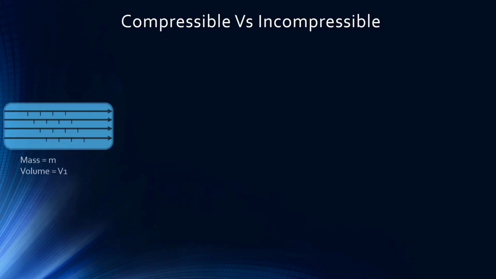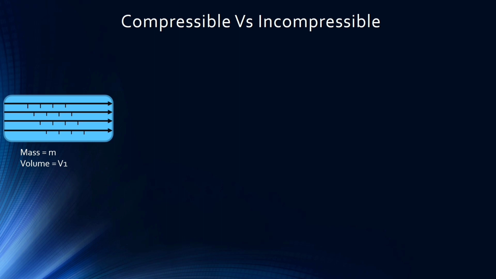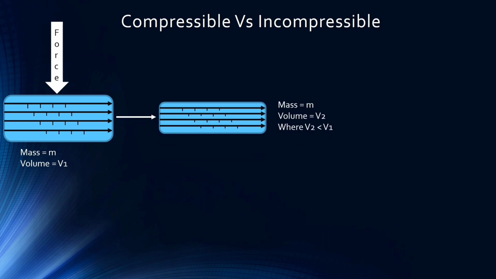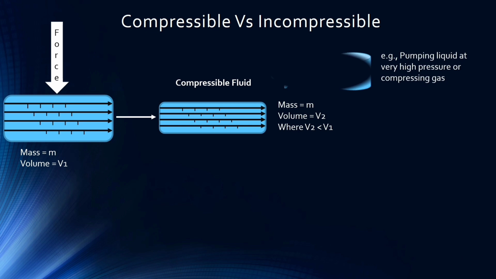Let us say we have a fluid of mass m and volume v1. It experiences a force such that its volume is reduced to v2 for the same mass. Hence the density will be increased. If this increase in density is 5% or more, then fluid will be termed as compressible fluid. Both liquid and gases exhibit this behavior. Liquid in case of high pressure pumping and gases through compression.